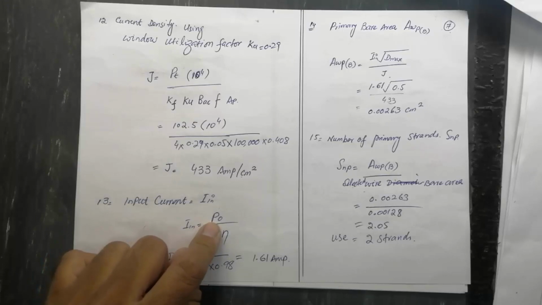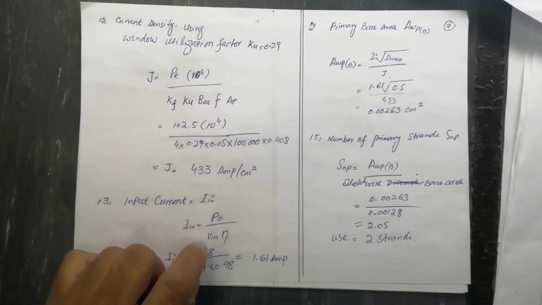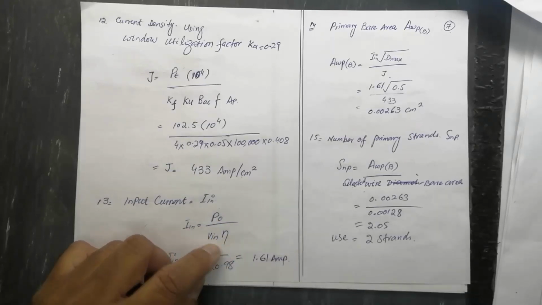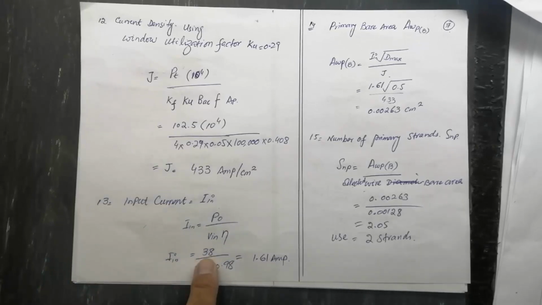I in is equal to P out over V in, multiplied by the transformer efficiency. So 38 watt is output power. And when we apply input voltage and multiply it with 0.98, our 1.61 ampere current will flow in the primary.